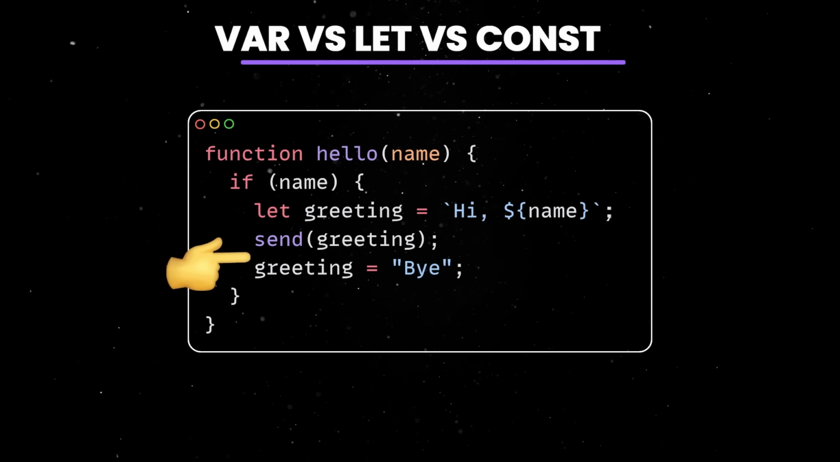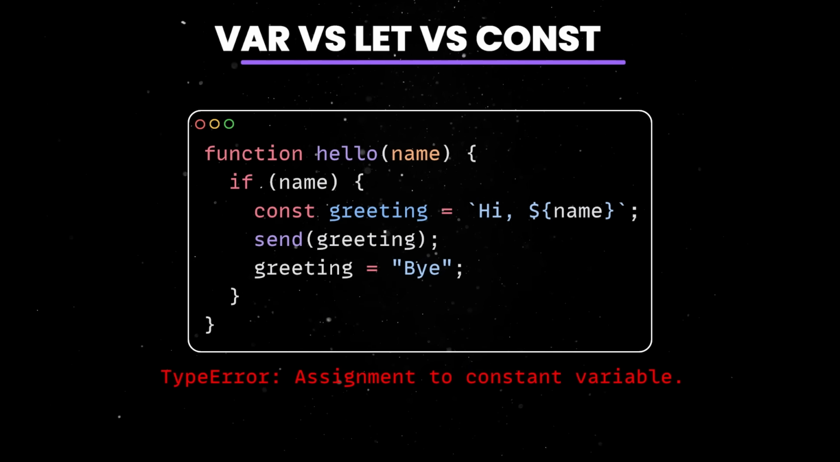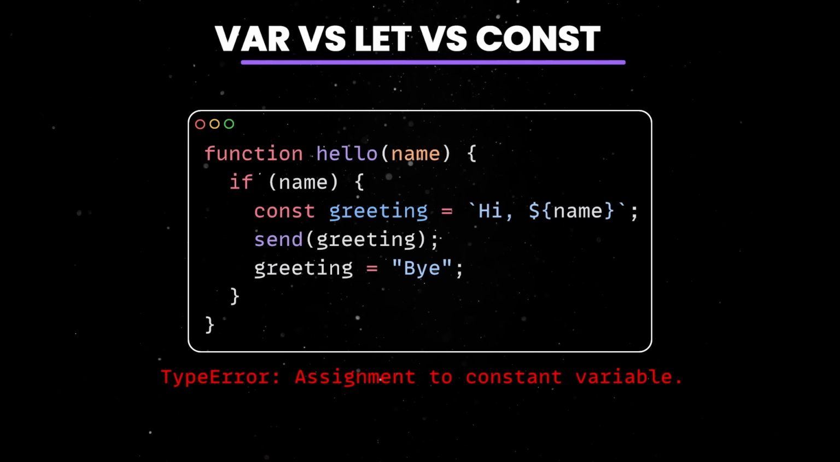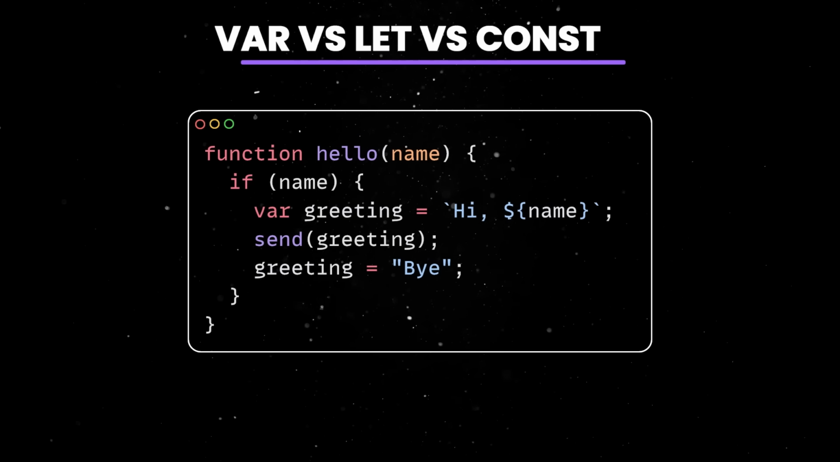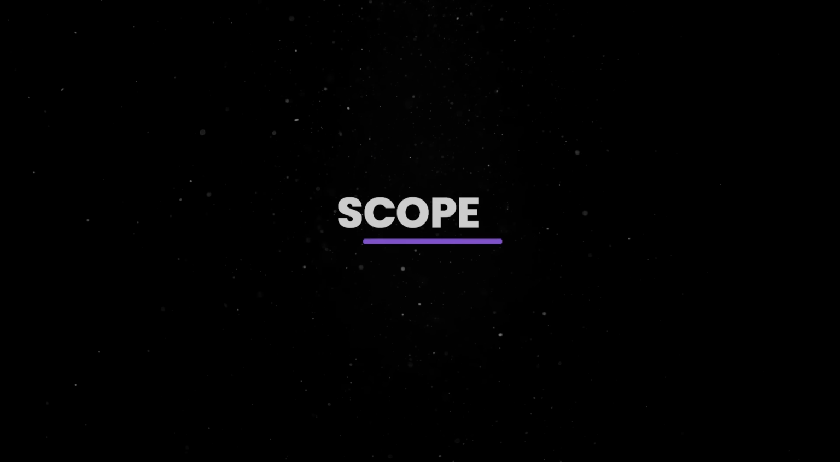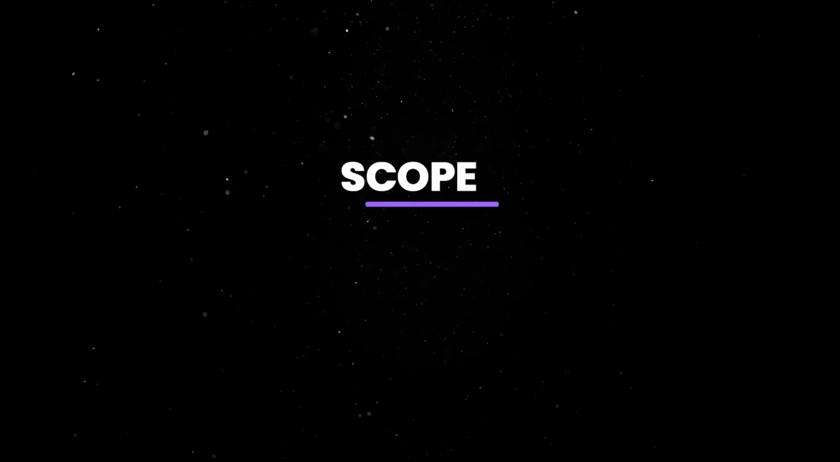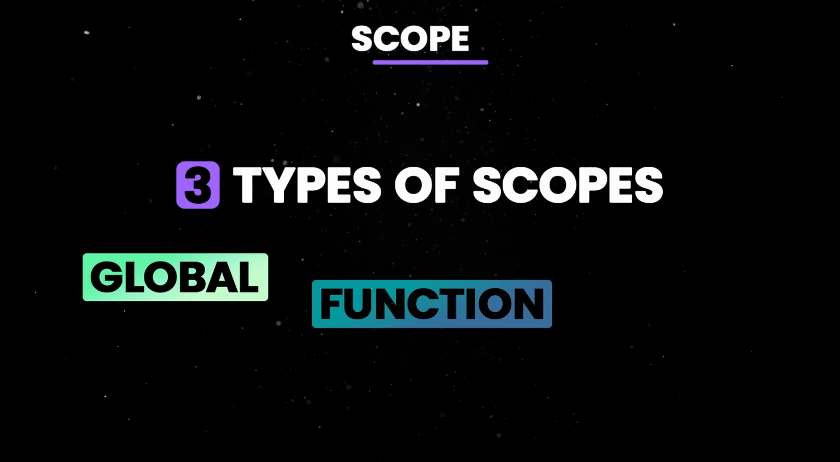Let allows you to reassign the variable later, while const doesn't. Do not confuse const values with immutable values, since a property of a const object can still be reassigned. Var also allows you to declare variables, but your declarations will have the wrapping function as their scope. Scope determines the accessibility or visibility of variables. There are 3 types of scopes in a JavaScript program: global, function, and block.